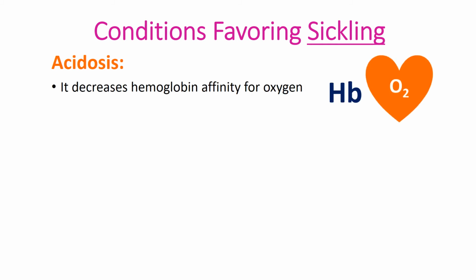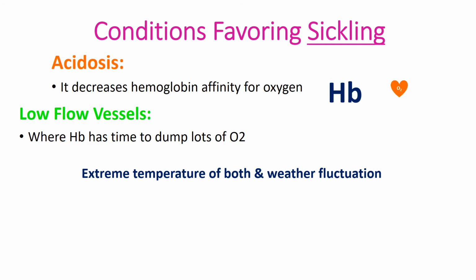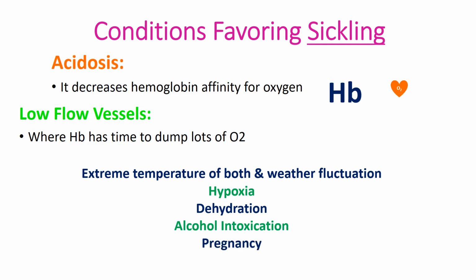Now, conditions favoring sickling. First, acidosis. It decreases the hemoglobin affinity to oxygen. Now, low flow vessels, where hemoglobin has a lot of time to dump a lot of oxygen. Extreme temperature of both kinds, like even if there's high temperature or low temperature, both are going to affect. And fluctuation. For example, if today is sunny and tomorrow all of a sudden it starts to rain, it's going to affect a lot. Hypoxia, yes. Whenever there is a low oxygen concentration or saturation, it indeed is going to affect. Dehydration, alcohol intoxication, even pregnancy.